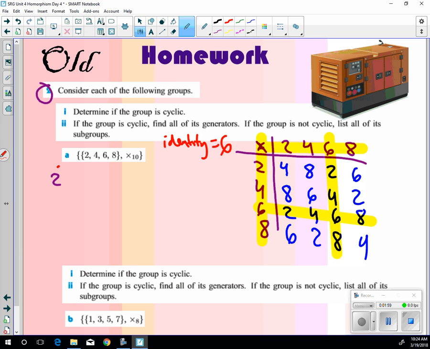So 2 to the second is going to be 4. 2 to the third is going to be, what is that, 8. 2 to the fourth is going to be 16. So there you go. How many times did it take to get there? 2, 3, 4. This one's order 4.